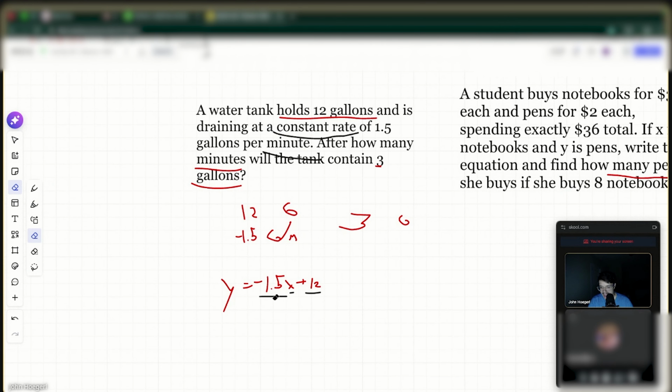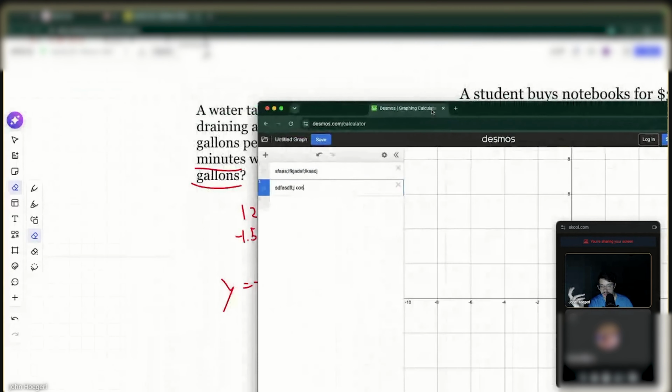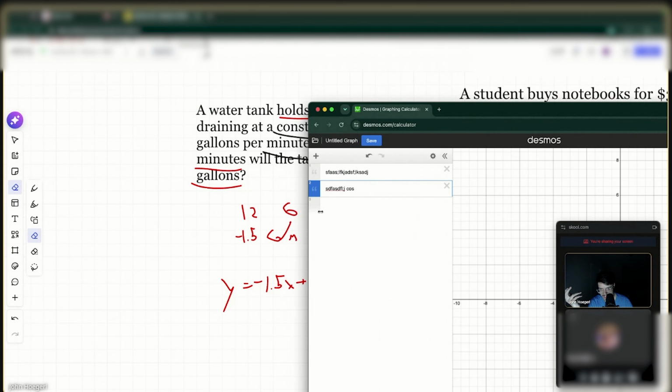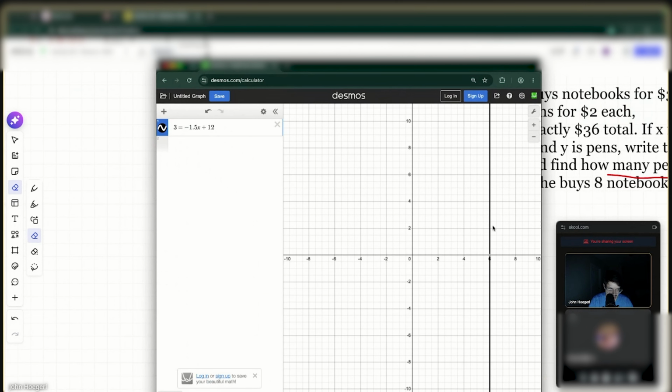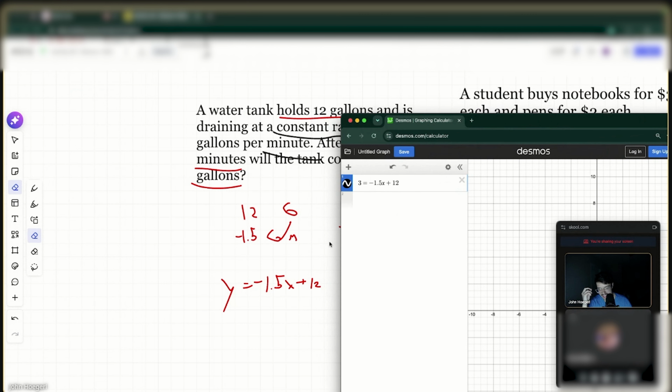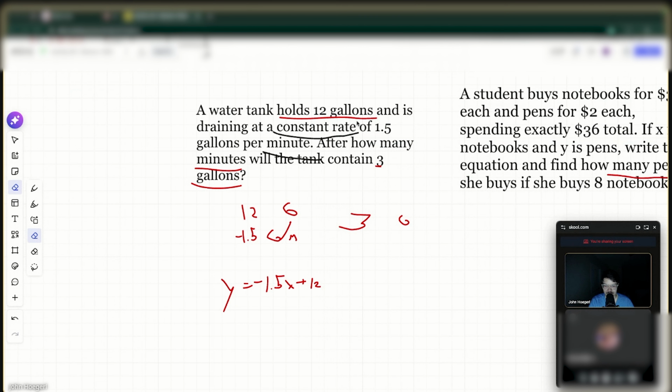Now it's just asking, after what point would it contain only 3 gallons? You may be able to just think about this logically, but in case you're not, I can just go ahead and put this into Desmos. If we're looking for 3 gallons, it would be 3 in place of y because that would be the result. And then we could say here, negative 1.5x plus 12. We can see here that it would have to be 6. So basically there would be 6 minutes that would have to pass to get us to only 3. So honestly, pretty simple for that first one.